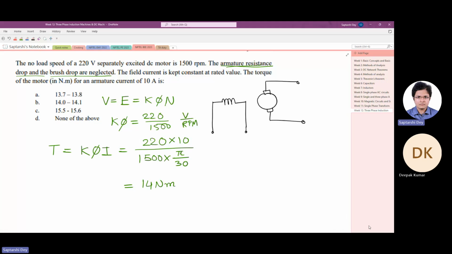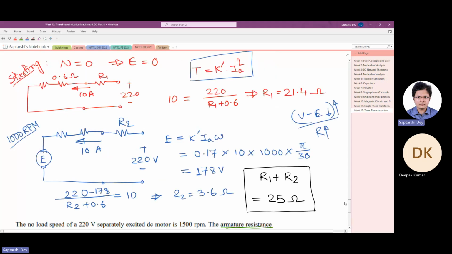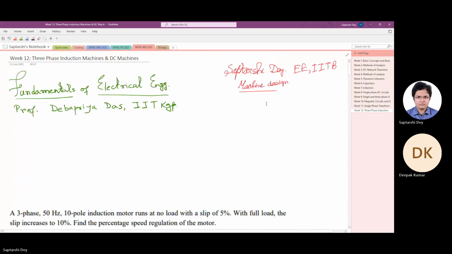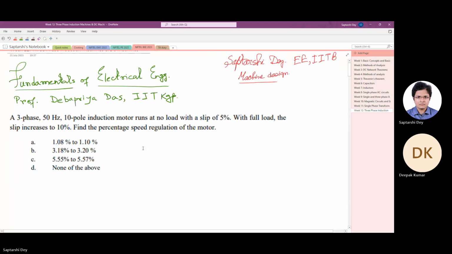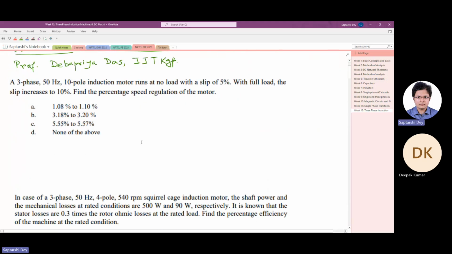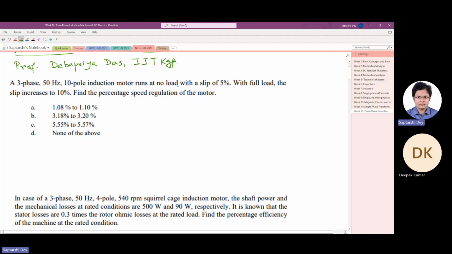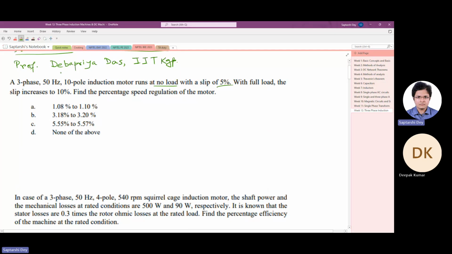Now we'll solve the three-phase induction motor problems at the beginning. A three-phase 50 hertz 10 pole induction motor runs at no load with a slip of 5%. With full load, slip becomes 10%. Find the percentage speed regulation of the motor.